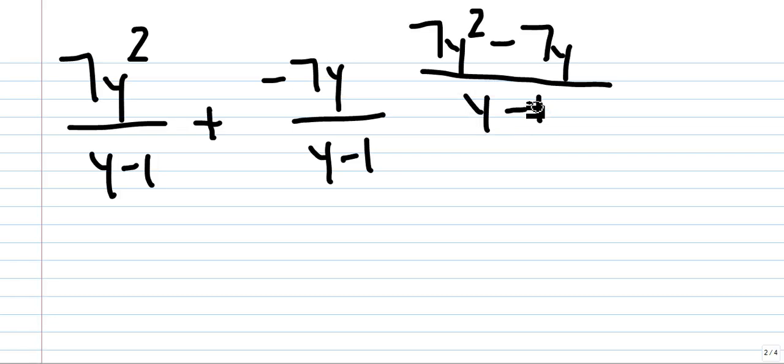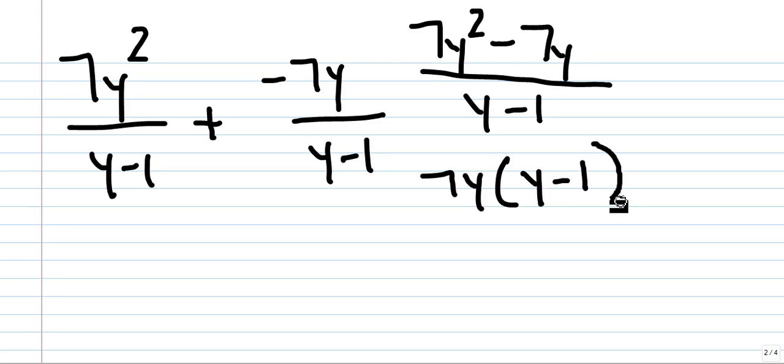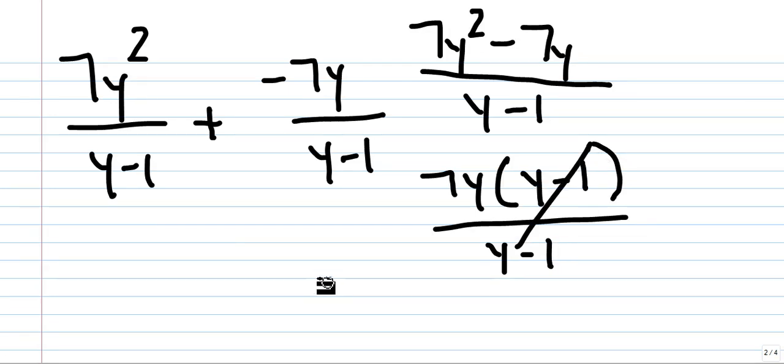Now in this case, we don't want to leave it like that because what if it could be simplified further? Notice we can take something out up here. What's your GCF? You can take out a 7y. When I take out a 7y, what do I have left over up top? I have y minus 1 over my common denominator of y minus 1. And what do you notice? Your y minus 1's cancel out. Exactly right. So your final answer is just 7y.